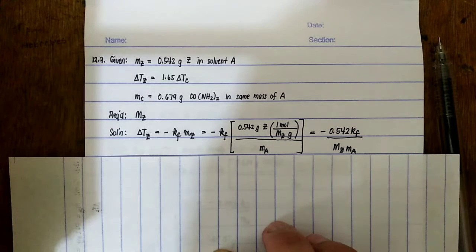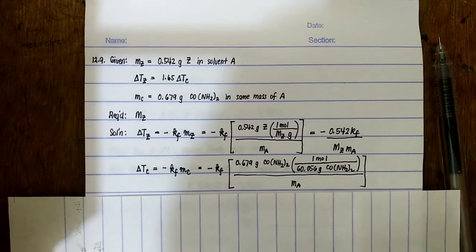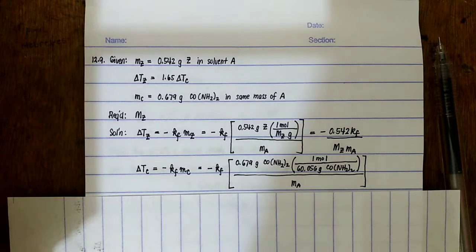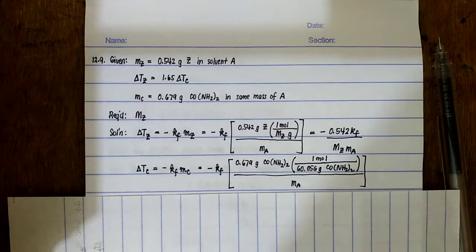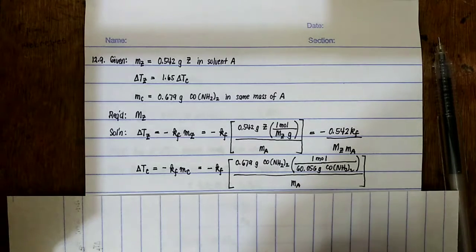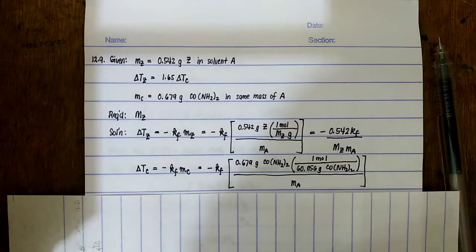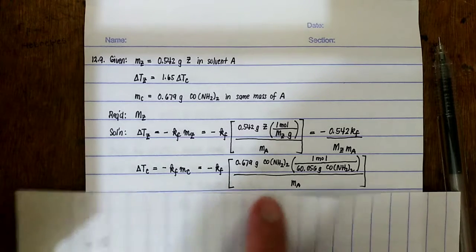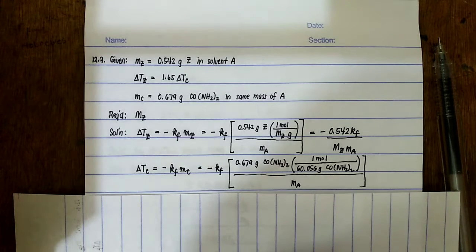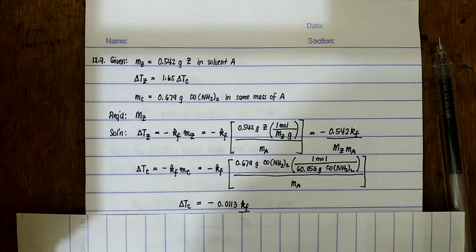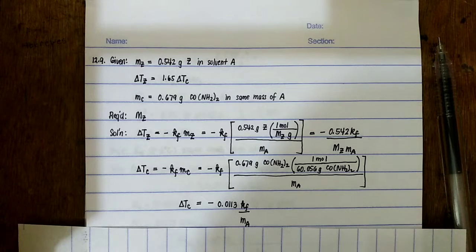And so we make a similar expression for our urea to find delta Tu. Now for the delta Tu, it turns out that we know much more about urea than our compound Z. Namely, we can simply compute the molar mass of urea, which we find is 60.056. So once again, using the freezing point depression formula, we're able to write this expression right over here. And simplifying this, we'll get the delta Tu equal to this expression.